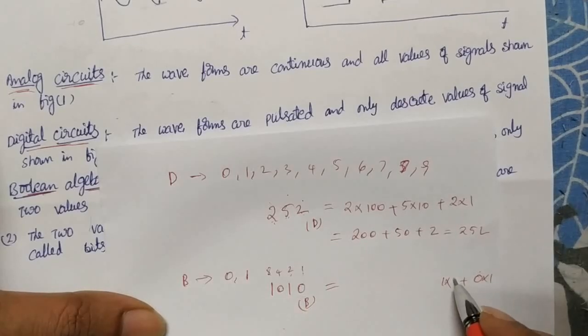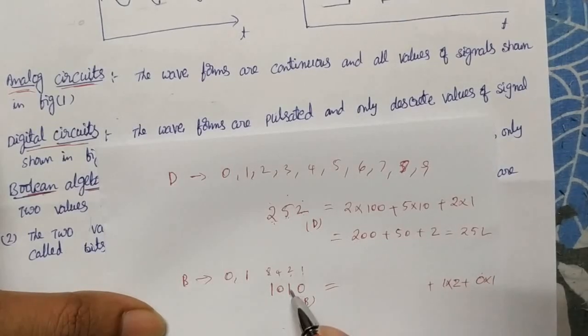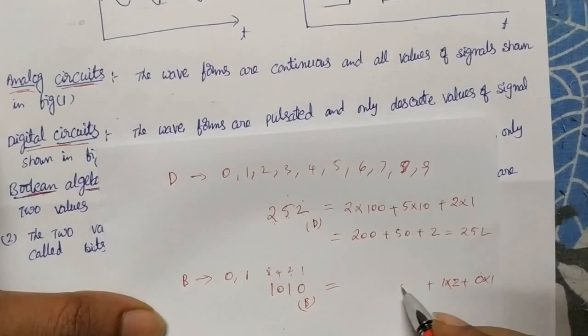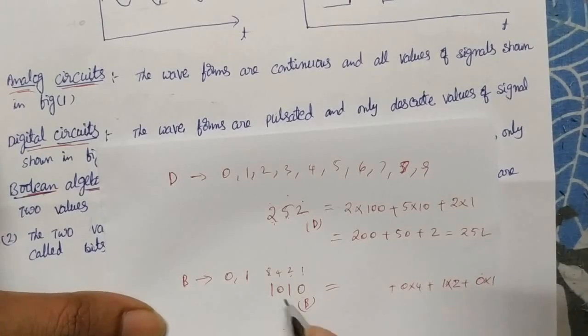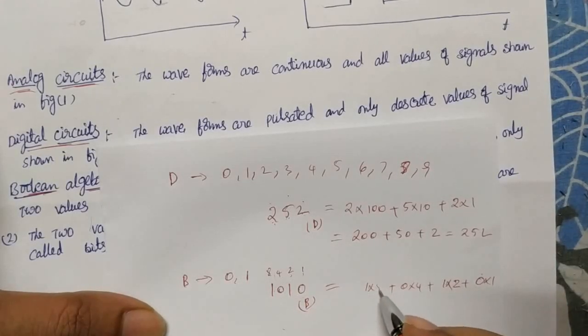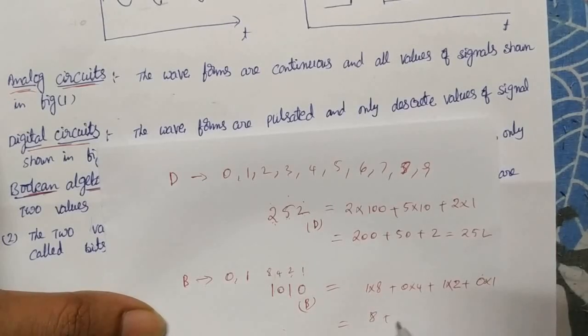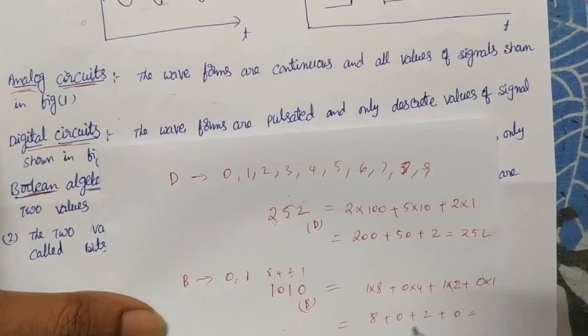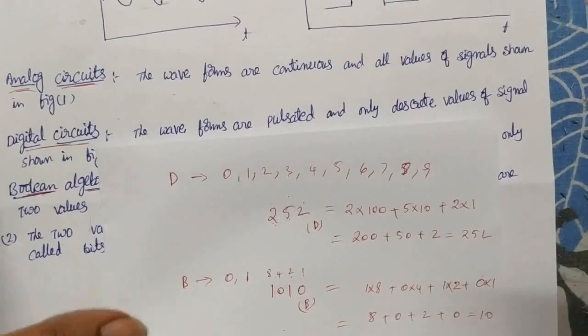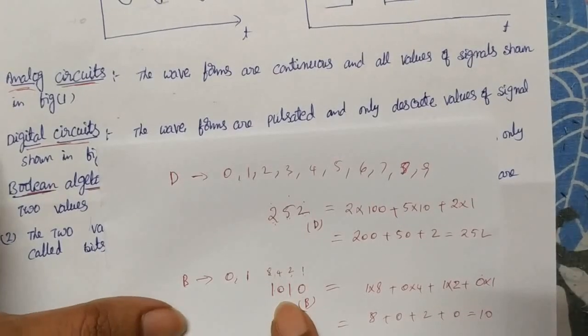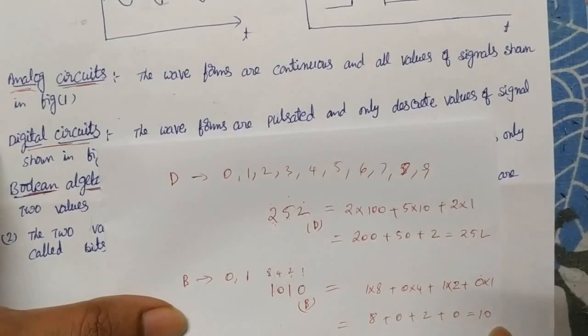2 into 1 into 2. And 2's place over. And 4's place. And 0 into 4 plus. And 1 into 8. So what do you get? 8 plus 0 plus 2 plus 0. What do you get, this number? And 10 we get. So in binary number 1010 means in decimal number what is the value?